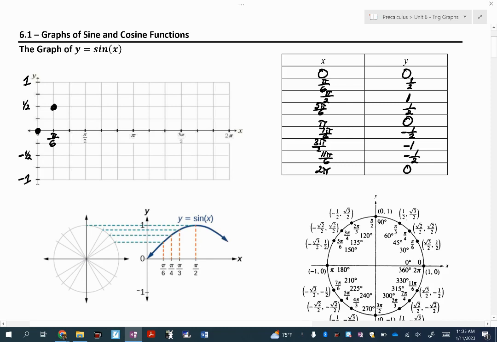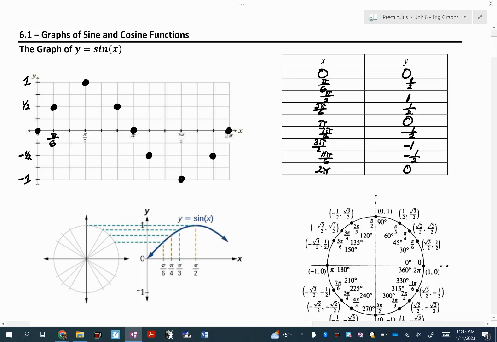Then we have 2 pi over 6, which we did not do. Then the sine of pi over 2 is 1. The sine of 5 pi over 6, skipping that next one, is going to be positive 1/2. Sine of pi is 0. Sine of 7 pi over 6 is negative 1/2. Then the sine of 3 pi over 2 is negative 1. Then we have 11 pi over 6, which is almost there, which is negative 1/2. And then finally 2 pi is 0.